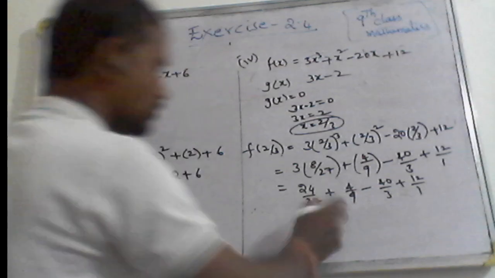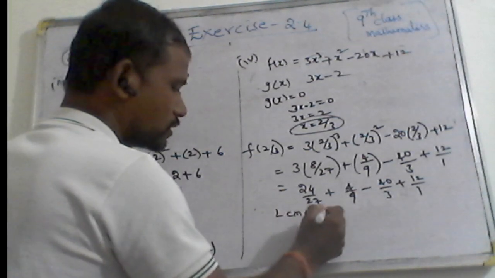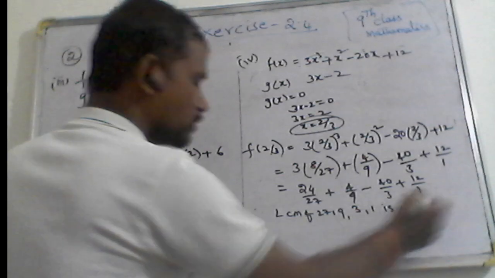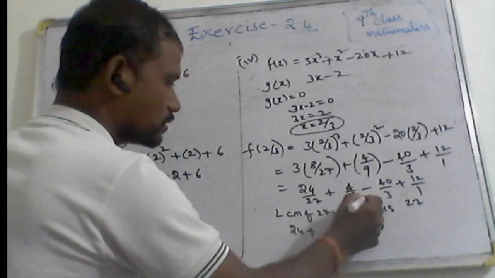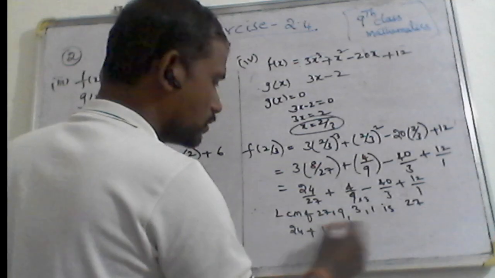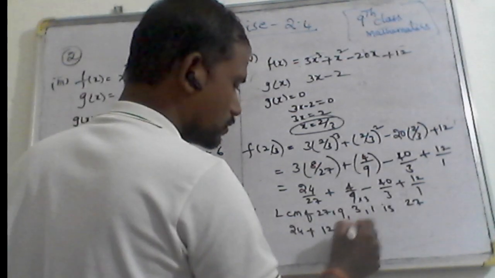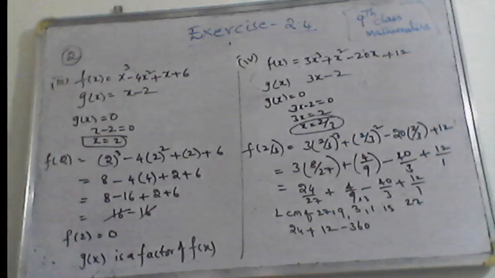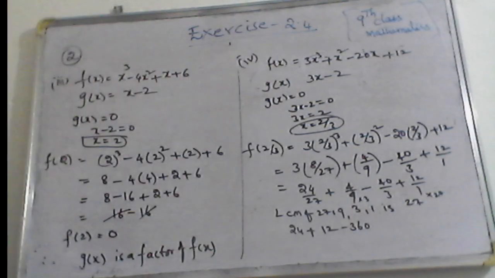So take the LCM of the denominators: LCM of 27, 9, 3, 1 is 27. So here 24 stays. 9 multiply with 3 gives 27, so 3 4s are 12. Next one, here 9 40s, 9 4s are 36, so 360. Next one, 27 into 12, multiply with 27, here denominator is 1 only.